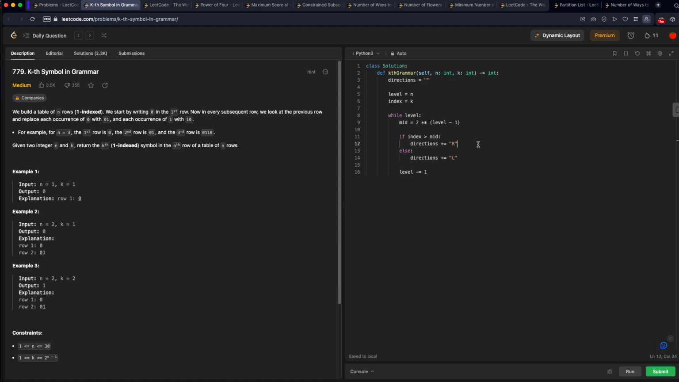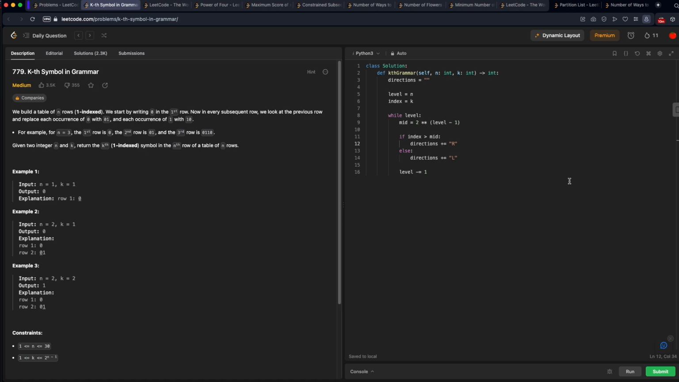As you notice, I'm not keeping track of the left or right bounds, or the upper and lower bounds, on each level. In the very last level, when we're looking for our k, our bounds are basically 0 all the way to 2 to the level minus 1. So those are our bounds.